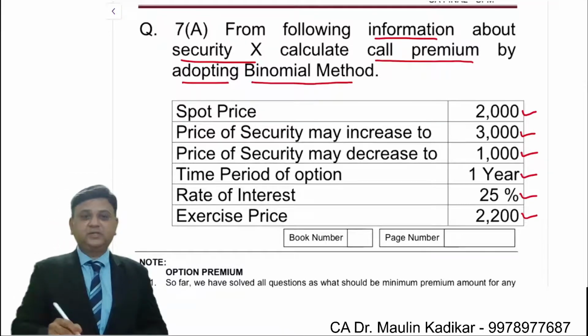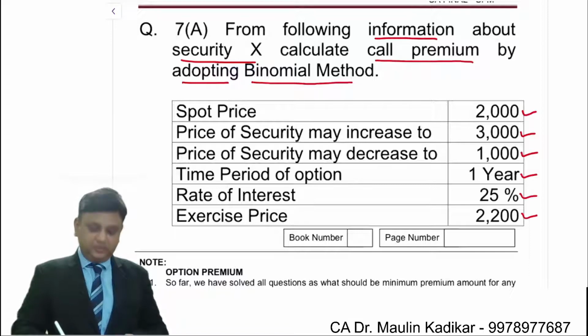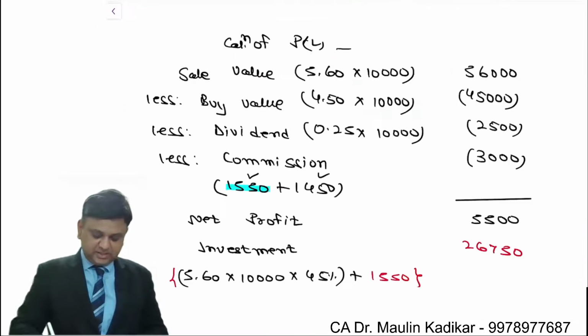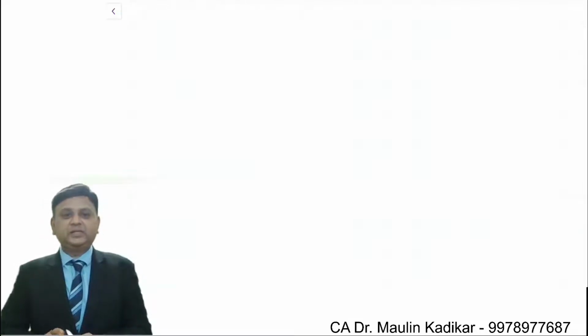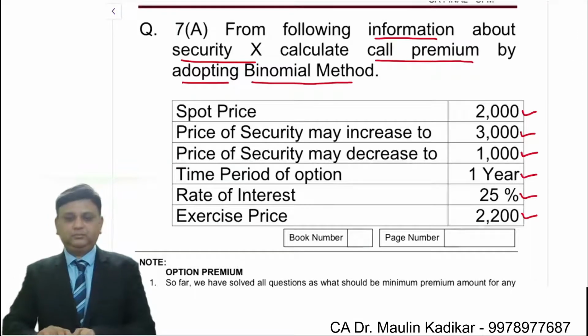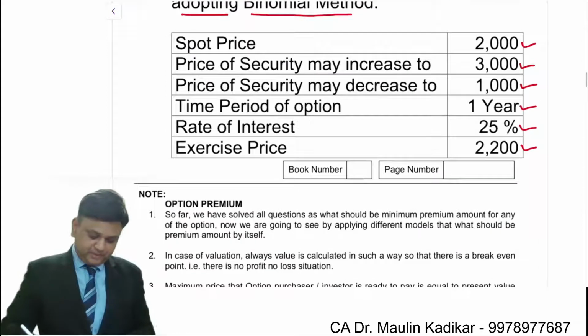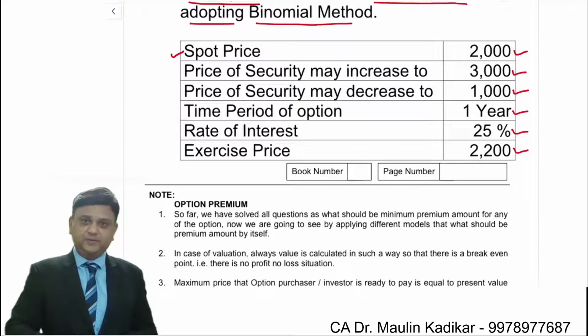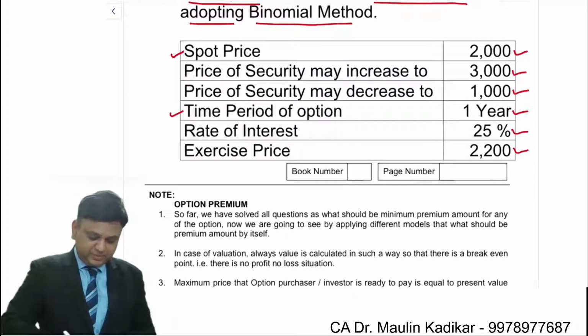And from this information we are required to make the computation of the premium by using the binomial method. Everybody is requested to pay attention. Let us understand how to make the calculation of the premium in this situation. Can anyone tell me what is the new information that we have in this question? Correct answer. The spot price of the equity share is the information we have always come across. Time period of option, rate of interest, exercise price.